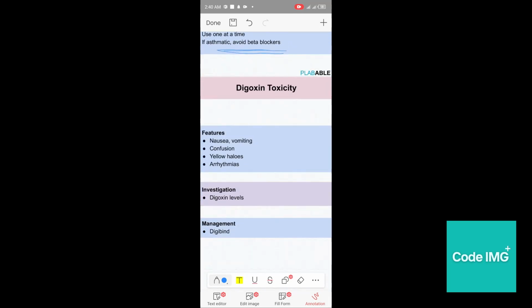No, it's about the digoxin. So digoxin toxicity: the patient comes with nausea, vomiting, confusion. This is important: yellow halos. Okay, you need to remember this. And the arrhythmias.